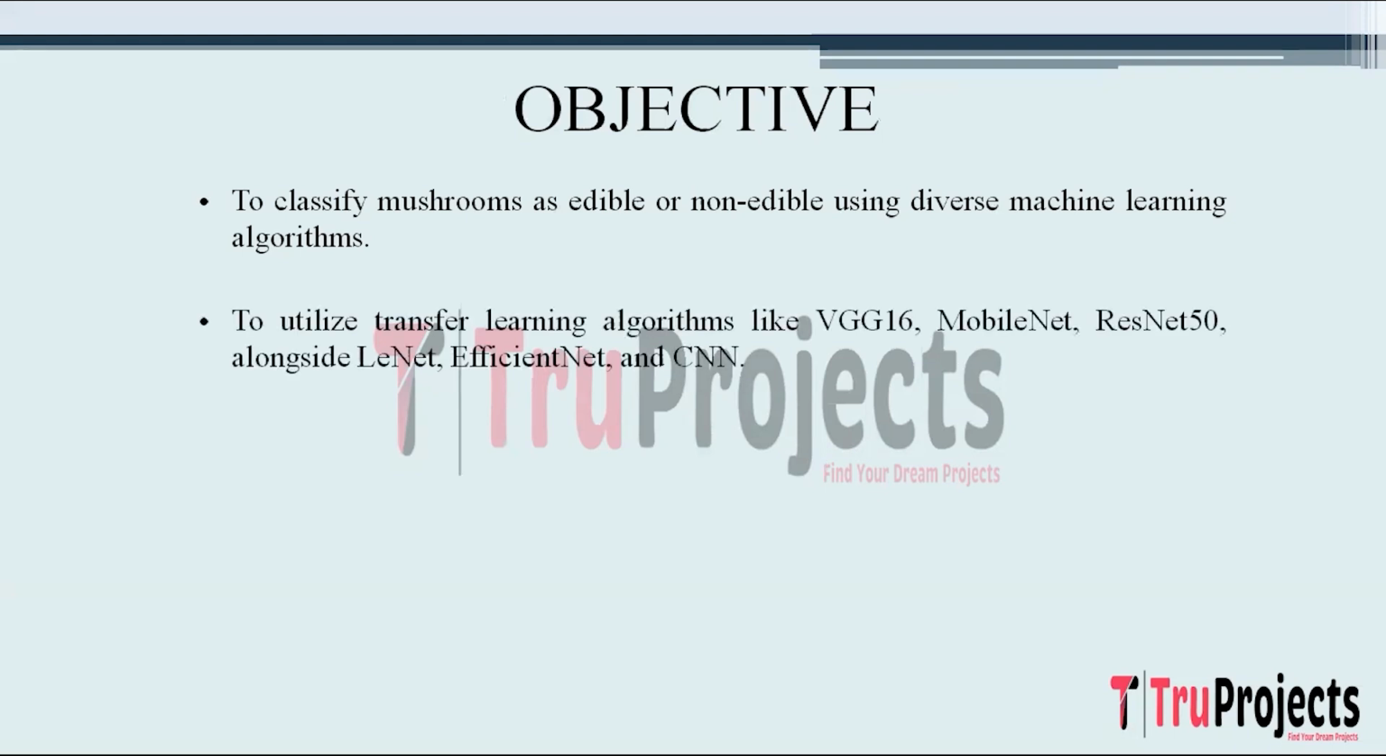And the project utilizes a diverse range of deep learning algorithms, including transfer learning models such as VGG16, MobileNet, ResNet 50, Inception V3, Xception, DenseNet 169, and ResNet 101, as well as LeNet, EfficientNet, and CNN architectures. These algorithms are chosen for their ability to extract meaningful features from mushroom images and learn intricate patterns necessary for accurate classification. By leveraging these state of the art models, we aim to improve the system's performance and robustness.